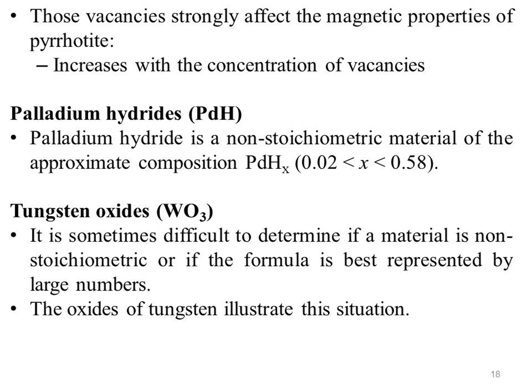Next is palladium hydride. Palladium hydride is a non-stoichiometric material of the approximate composition PdHx, where x is 0.02 to 0.58. This solid conducts hydrogen by virtue of the mobility of the hydrogen atoms within the solid. And the next is tungsten oxide. It is sometimes difficult to determine if a material is non-stoichiometric or if the formula is best represented by large numbers. The oxides of tungsten illustrate this situation.